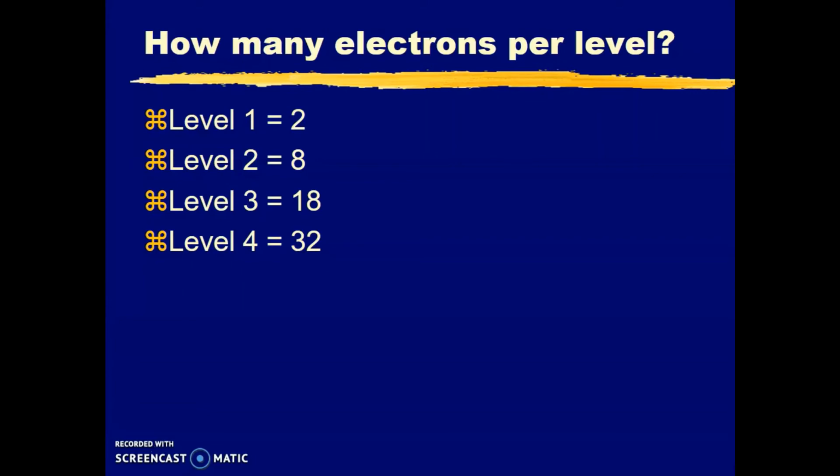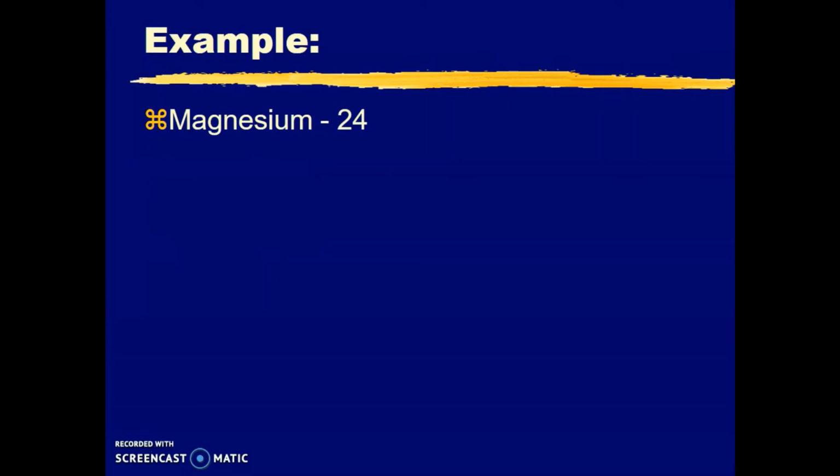So now you know the steps. Let's do an example. Okay, so let's do magnesium 24. So remember, when it's written like this, magnesium tells me the element. 24 is my mass. Okay, so magnesium 24. So step 1, draw a circle to represent the nucleus.